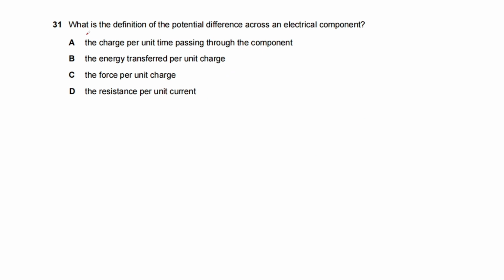Question number 31. What is the definition of the potential difference across an electric component? This must be really familiar. That is, the amount of energy transfer per charge is what we call the potential difference, which means that directly it is option B, the correct one.